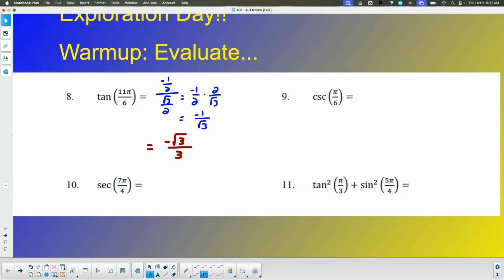Cosecant at pi over 6. Cosecant is 1 over the sine, or the reciprocal of the sine. So cosecant at pi over 6 would be 2. Do you agree with me on that? Okay. Secant at 7 pi over 4. Secant is the reciprocal of cosine. Cosine at 7 pi over 4 would be square root 2 over 2. The reciprocal would be 2 over the square root of 2, which is just the square root of 2.